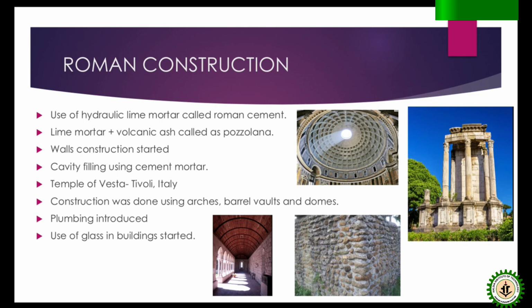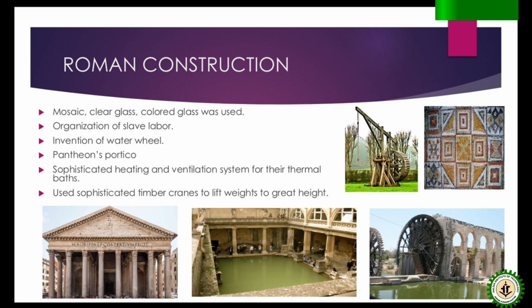Then, okay, construction was done using arches, barrel vaults and domes. You can see this is a dome like structure, domes, and this is a barrel vault. Barrel vault means lot of arches follow one after the other, and it looks like this. Okay, it's like a hollow thing going inside. So this is a kind of construction called barrel vault. Plumbing was introduced. Then they started using glass for windows and all.